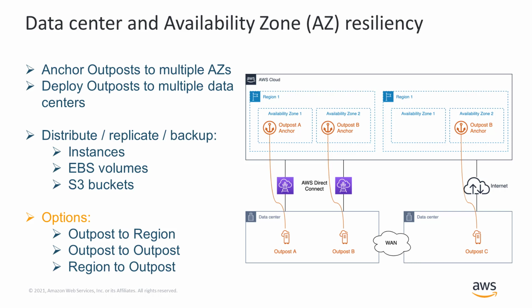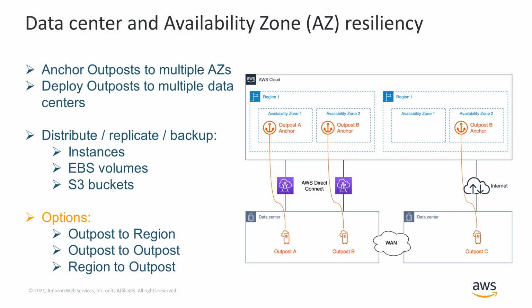Now, customers have several options. We've talked about networking and compute and storage. Those are really the three main types of resources that need to be focused on. And if we consider the network connectivity back to the region, customers certainly have the flexibility to deploy more than one Outpost that are anchored to different availability zones. We have here as a diagram Outpost A anchored to availability zone 1 and Outpost B anchored to availability zone 2 in the same region.